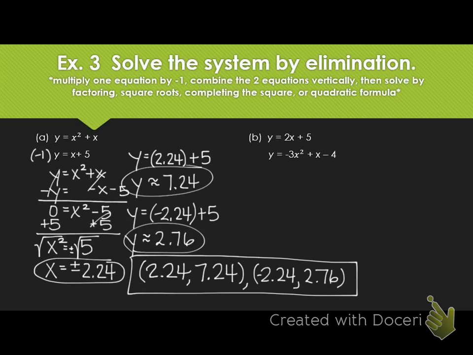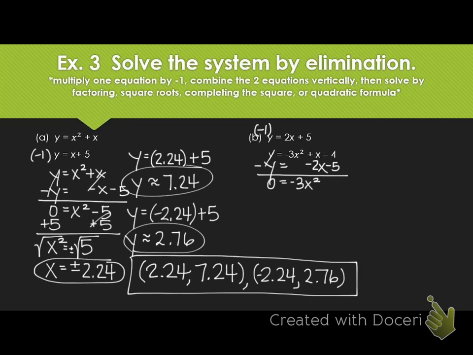Multiply the linear equation, which is the first equation, through by that -1. So right underneath that second equation, what's the new equation when we multiply through by -1? Negative y equals negative 2x. Make sure you're putting it under its like term of x, and minus 5, which goes under its like term of -4. So what's y minus y? 0 equals negative 3x squared.